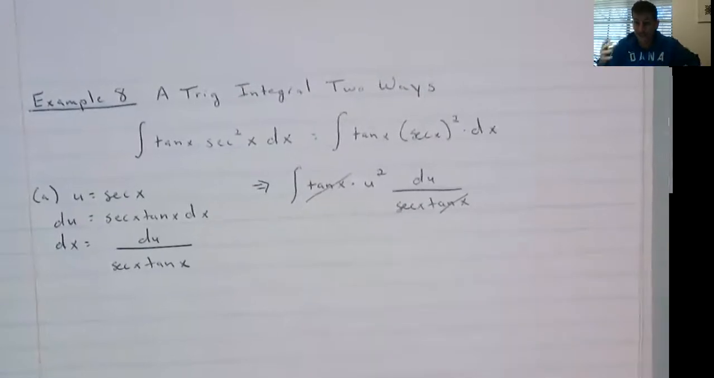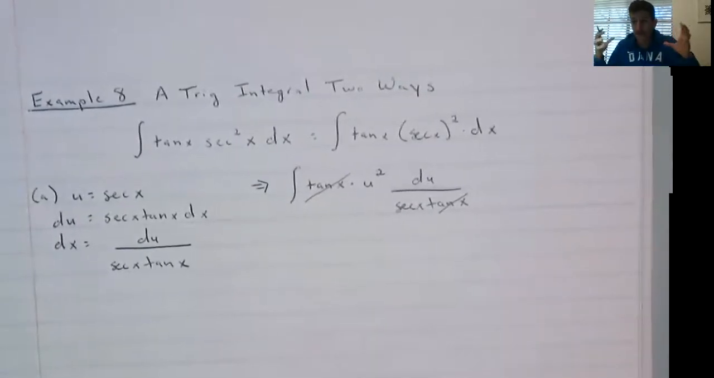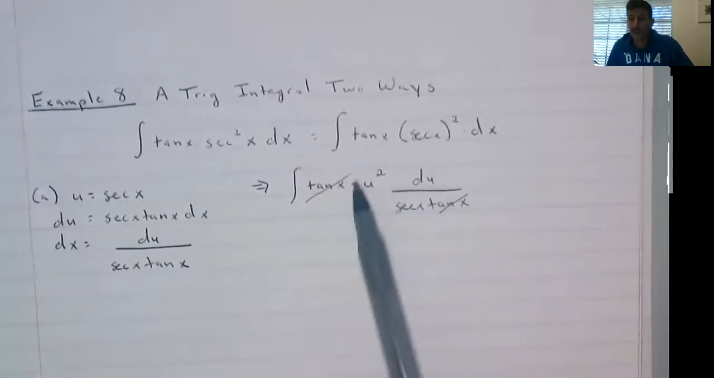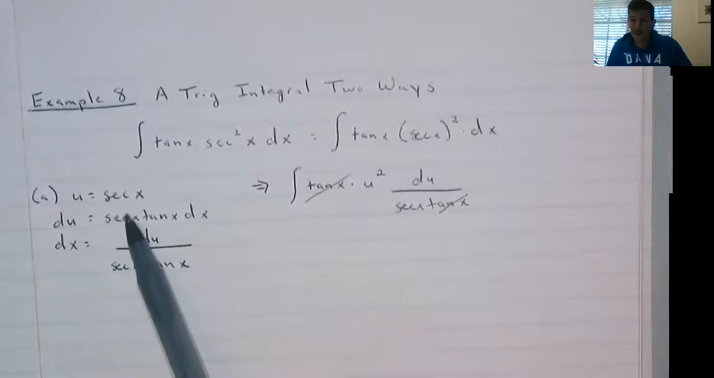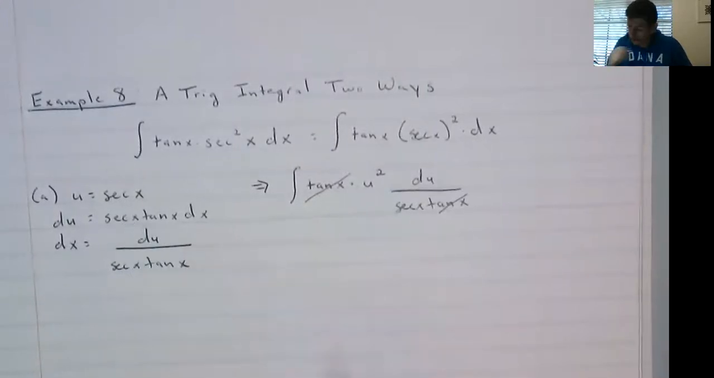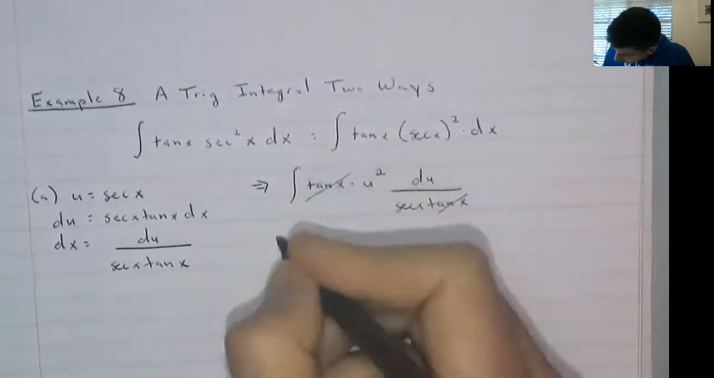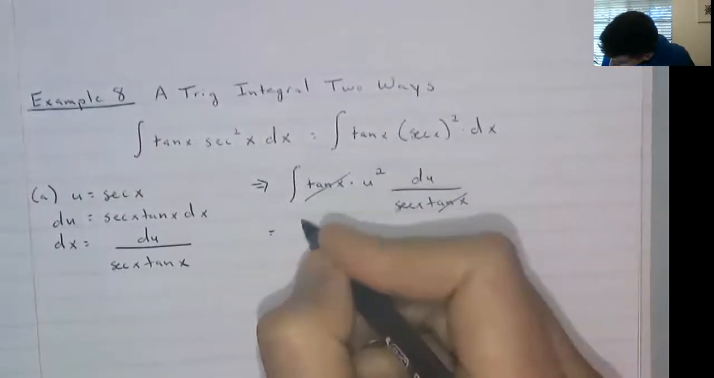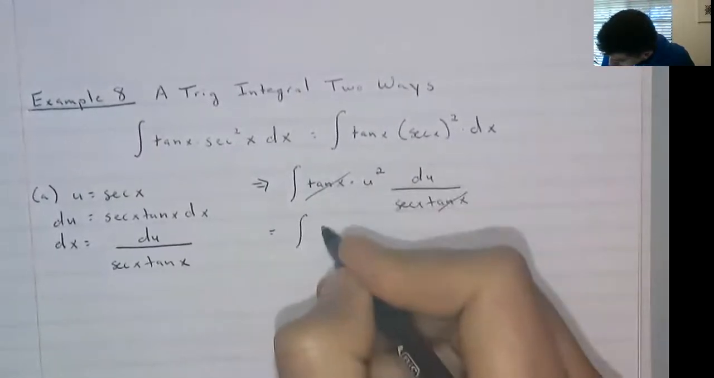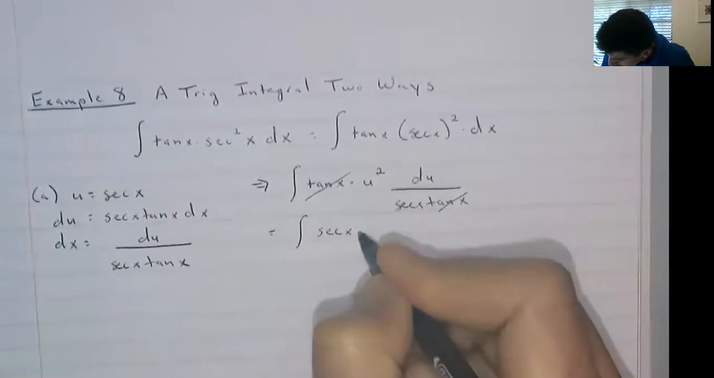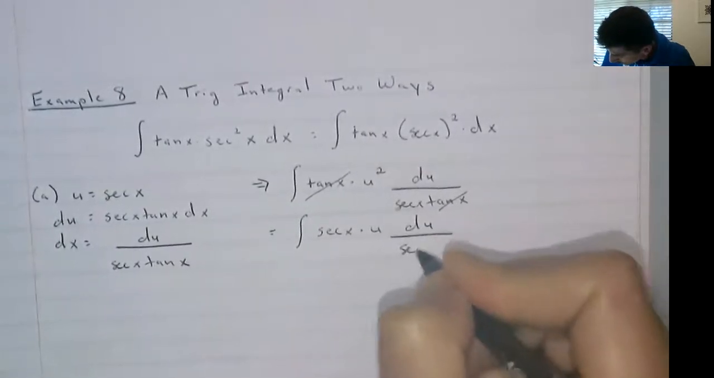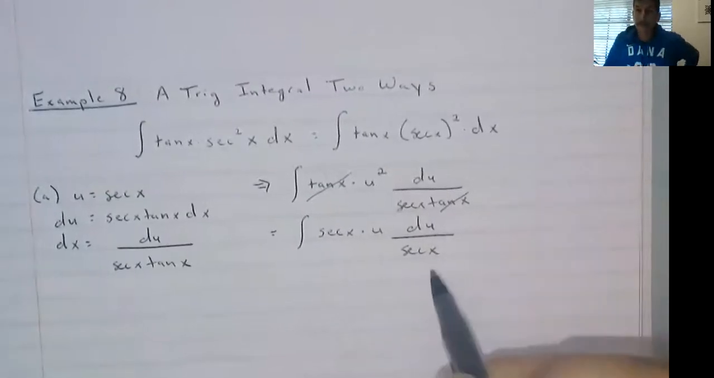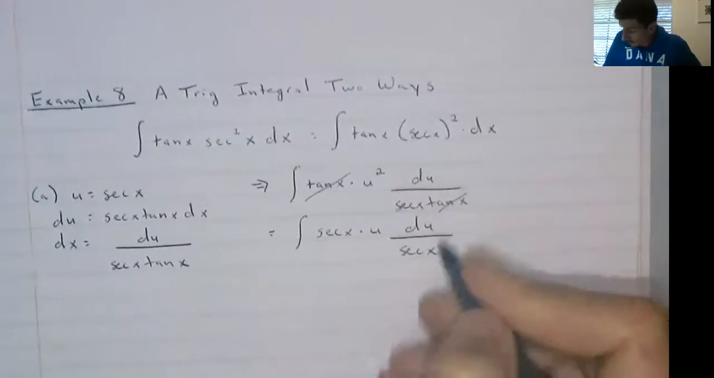But that's where we gotta keep our brains open a little bit and not just blindly follow the protocol. U squared, what was u? Oh, it was the secant. So really, we can write this as the secant of x times u du over the secant of x. That secant will in fact cancel.